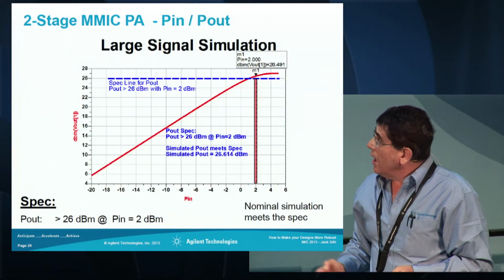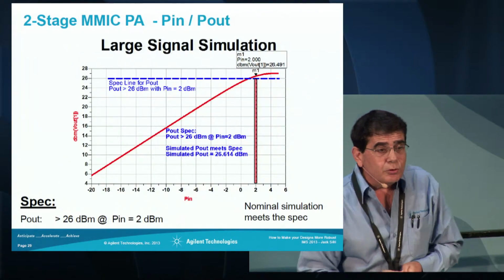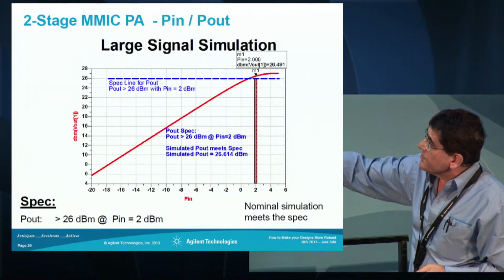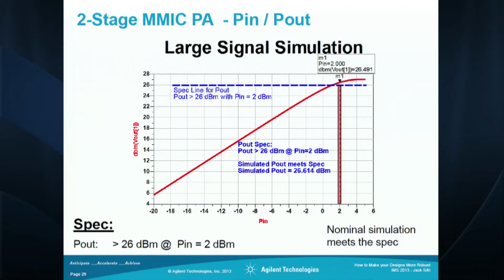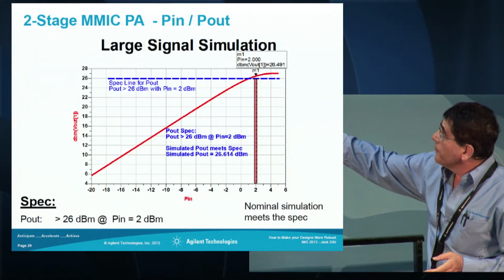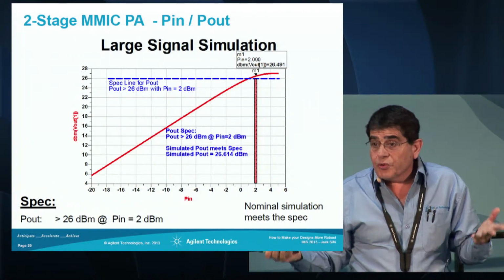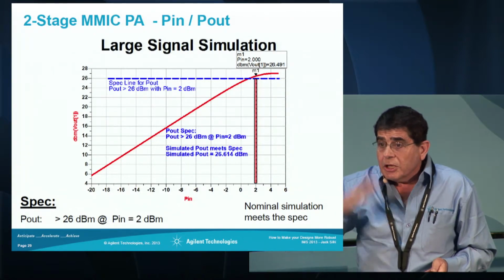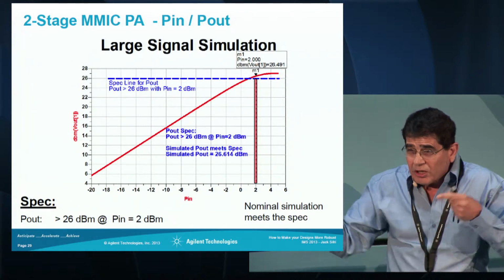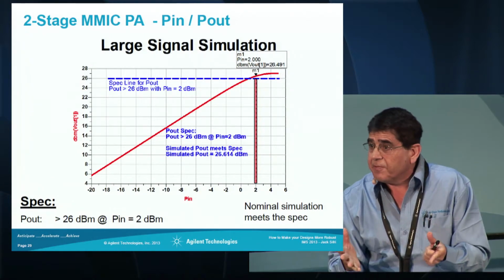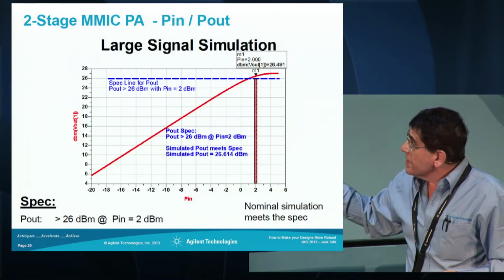And I simulated P in, P out, and it looks really nice. It's very linear here, compressed very smoothly, and I meet my spec over 26 dBm output power. So nominal simulation looks really good. But then I ran Monte Carlo analysis, vary all the components by plus or minus 5%, and I want to see the results. And guess what? This is what I got.